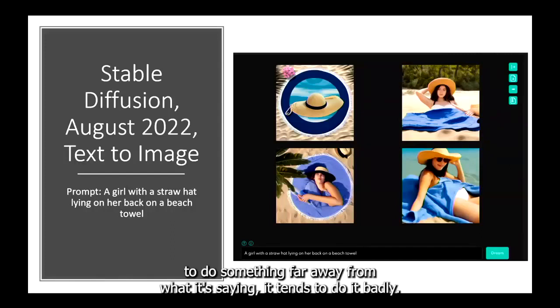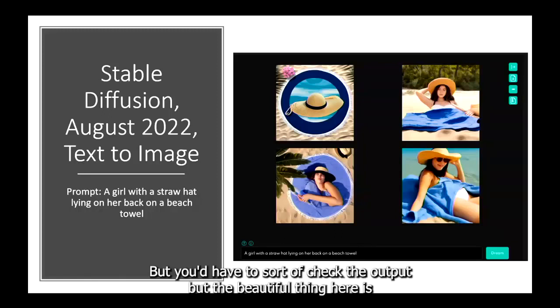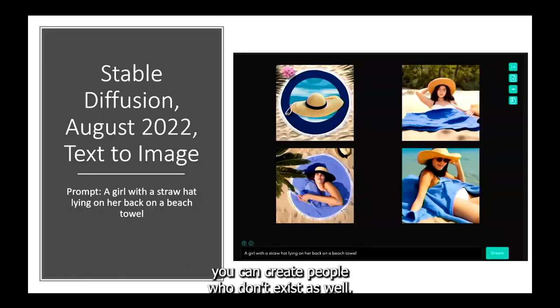If you try to tell it to do something far away from what it's seen, it tends to do it badly. But it's amazing how good it can be. But you'd have to sort of check the output. But the beautiful thing here is you can create people who don't exist as well, in this case, just from a text prompt.